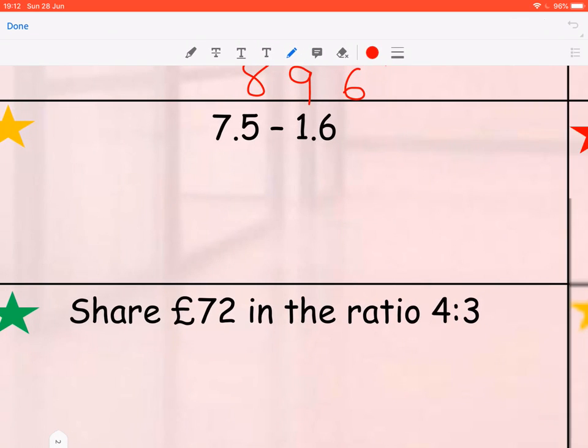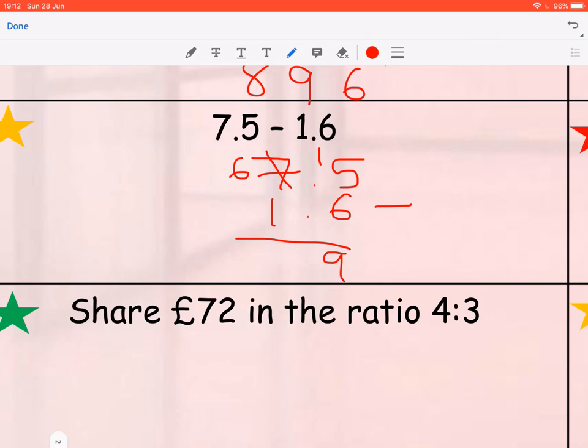7.5 take away 1.6. Okay, set everything up. Okay, you want to line up your decimal points. Okay, 5 take away 6, I can't do it in column subtraction, so I'm going to borrow. Borrow 1 from the 7, so the 7 turns to a 6. 1 goes over. 15 take away 6 is 9. Decimal point moves straight down. 6 take away 1 is 5. My answer is 5.9.